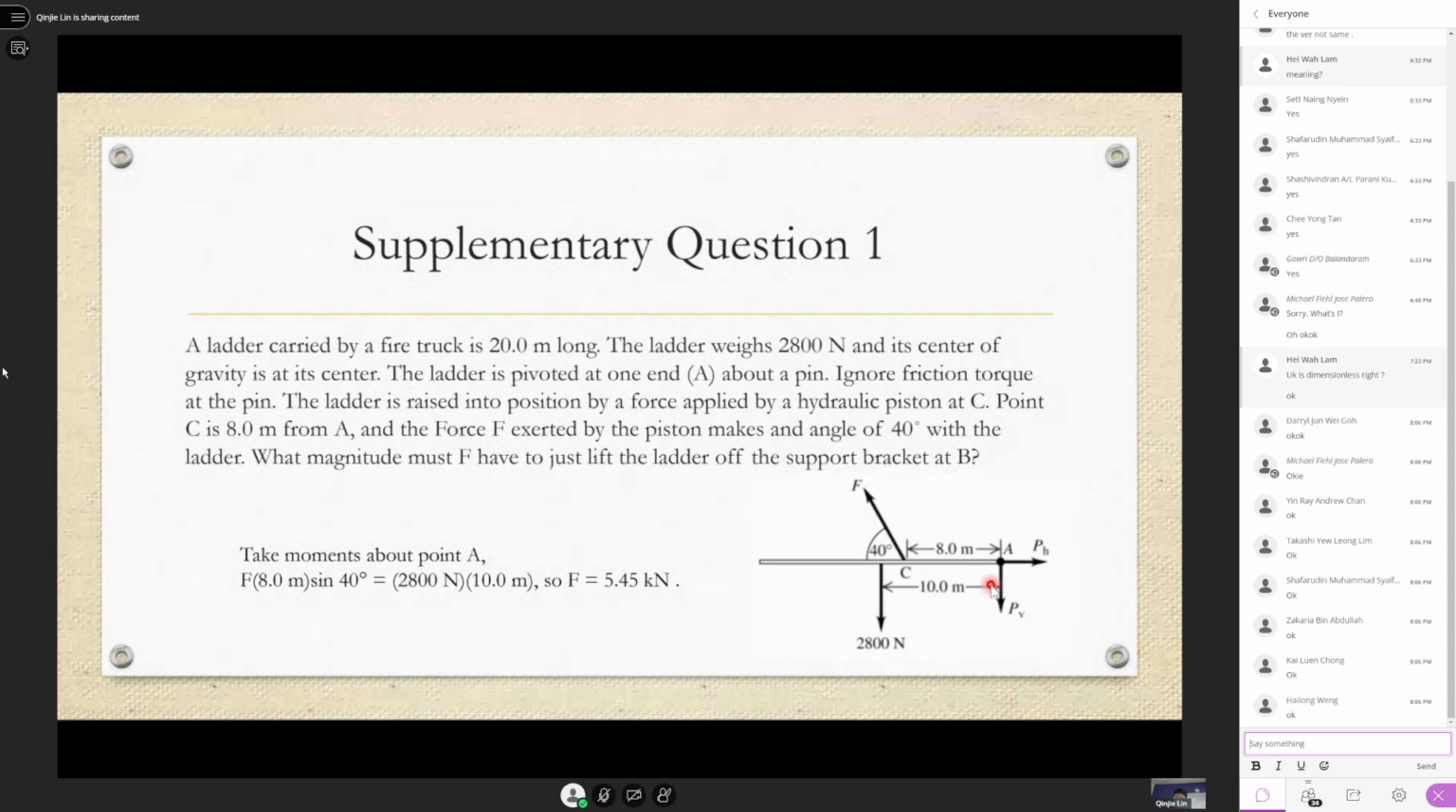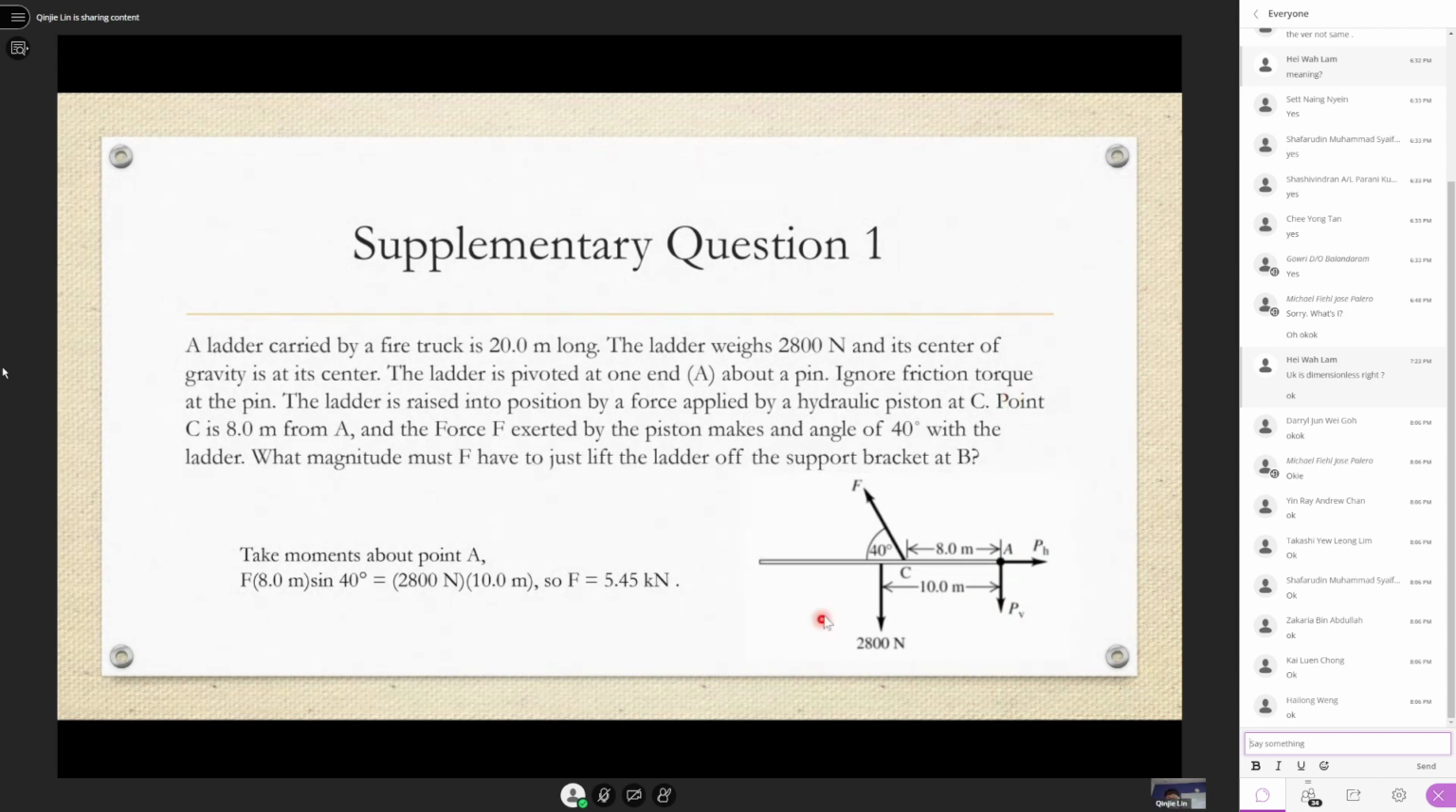Okay, and to solve for F, you just need to take moments about point A. That means you take summation of torque about point A. If you take summation of torque about point A, you don't need to care about these unknown reaction forces anymore. That's the beauty of taking torque about a certain point. All the reactions at that point disappear. So what do you have?